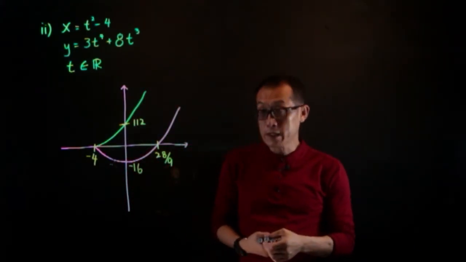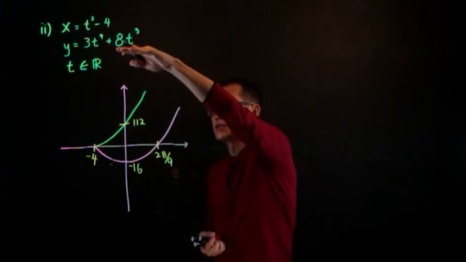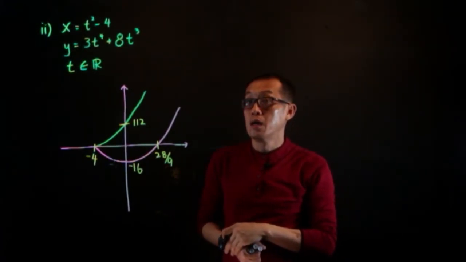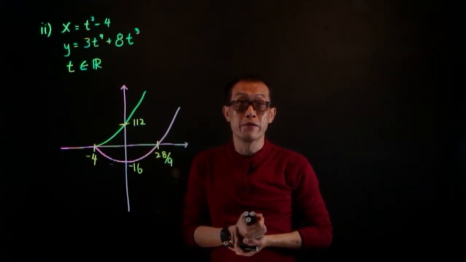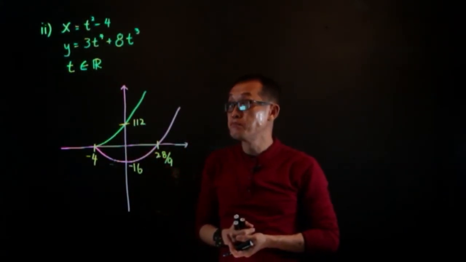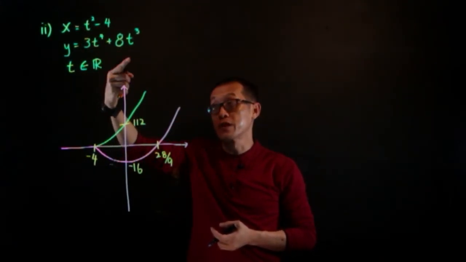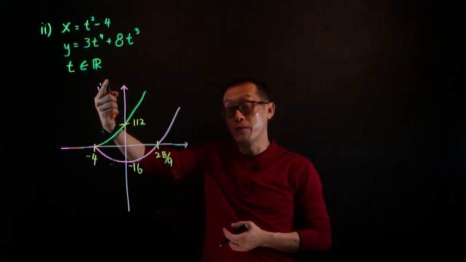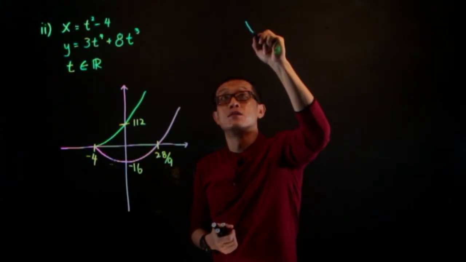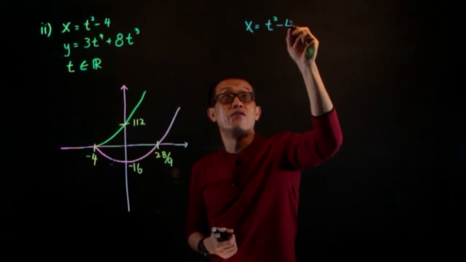Now to express it in the form of a Cartesian equation, you look at these two equations. Now, what do you have? You express x in terms of t. Then you can substitute into y, and then you can get rid of the t. Then your equation will be in the form of x and y only. So let's do that. So x is equals to t squared minus 4.